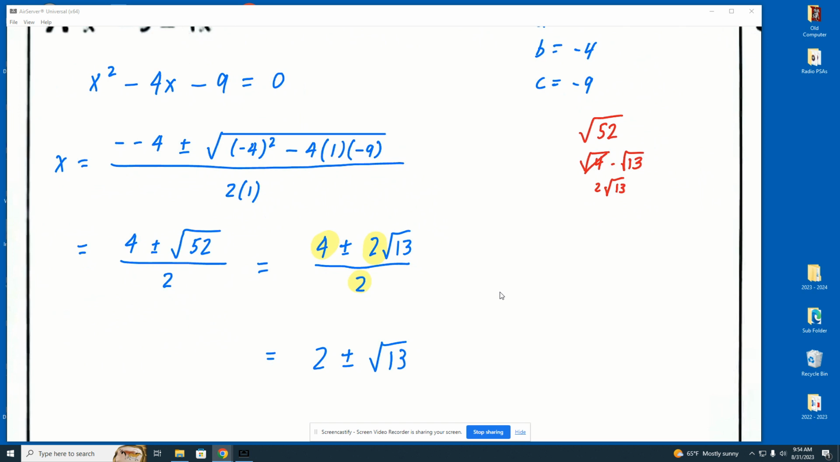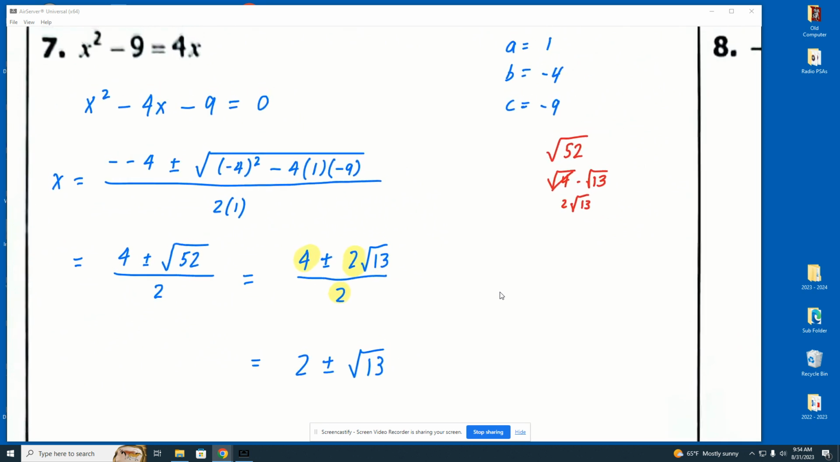But this is how we're going to leave it, because that's how you're going to see it on a test. Now, you could all go to your calculator and type 2 plus square root of 13 and 2 minus square root of 13, and you'll see the logical answers. But as far as what we're trying to accomplish, we're going to leave it like this, okay? Whether we agree with it or not, that's how we're going to leave it.